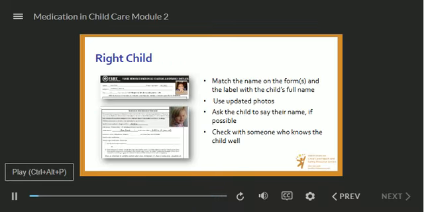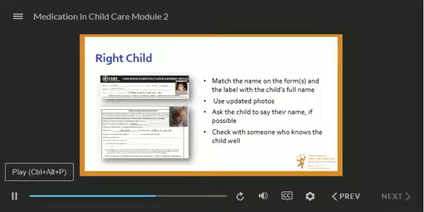The first right is making sure the medicine is given to the right child. Do this by matching the child's full name on the medication administration permission form, the written instructions or medical action plan, if there is one, and the medication label. It is good practice to attach a photograph to medication forms. Some forms even have a space for a photograph. Be sure the photograph is up to date, as children's appearance can change from year to year.